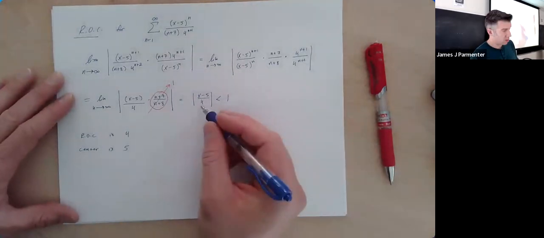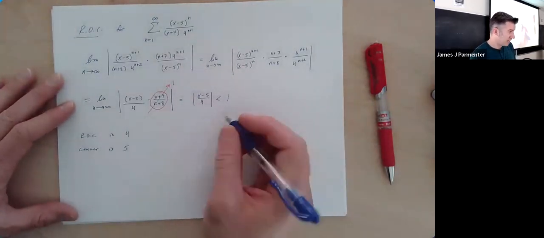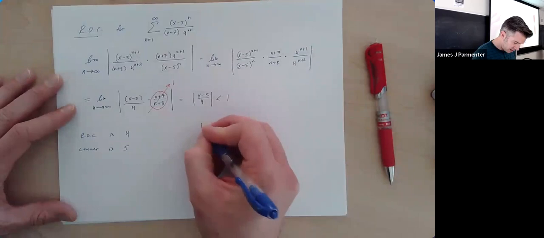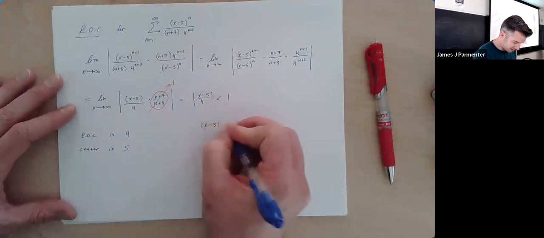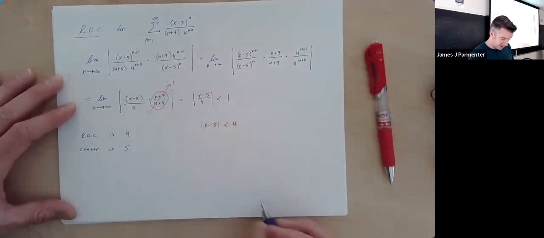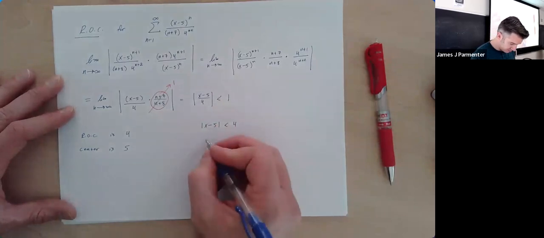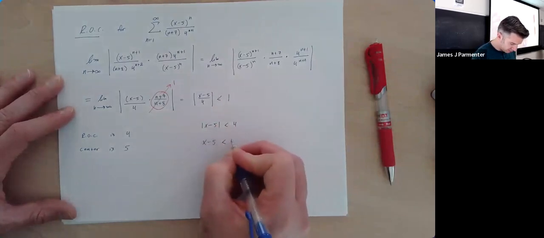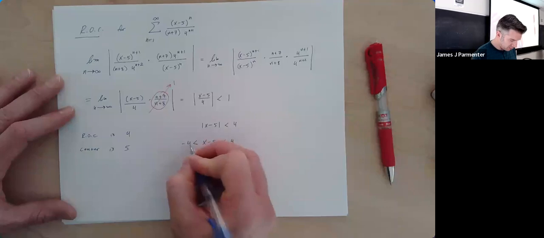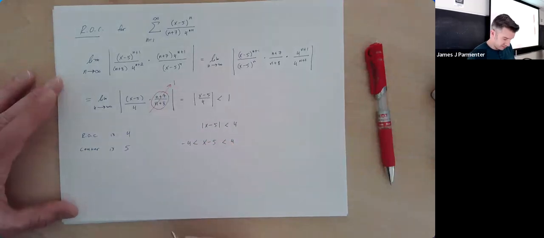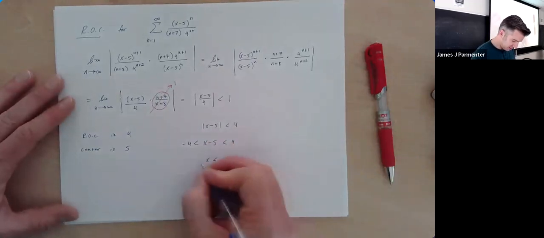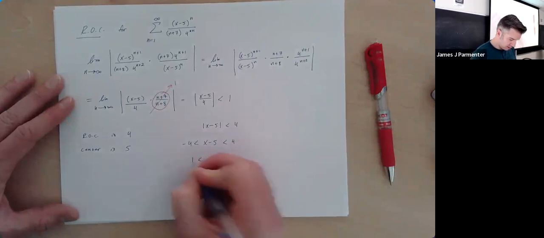Alternatively, if you want to actually solve this out, you can multiply both sides by 4 and say the absolute value of x minus 5 is less than 4. Then you could rewrite the absolute value inequality as x minus 5 is less than 4 and bigger than negative 4. And then adding 5 to everything, x is between 1 and 9.